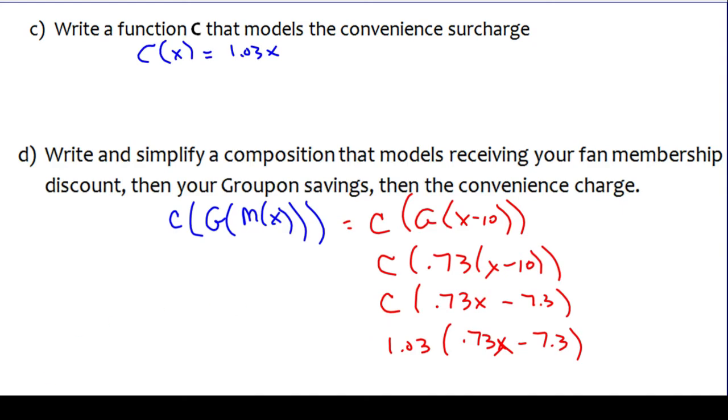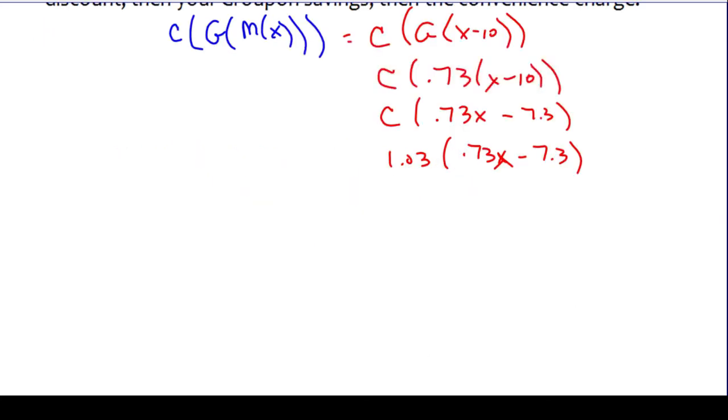Okay, so with this expression, you're just going to do a quick distribute. Again, if you leave it undistributed, it's not incorrect, but we can do a little bit of simplifying here. Okay, so let me move down my page a little bit. If I do 1.03 times 0.73, I get 0.7519. Okay, and if I do 1.03 times 7.3, it's the same expression, but one decimal place over, 7.519.